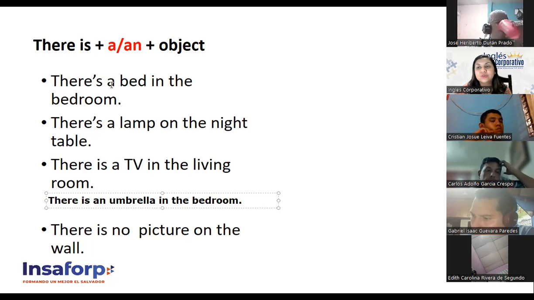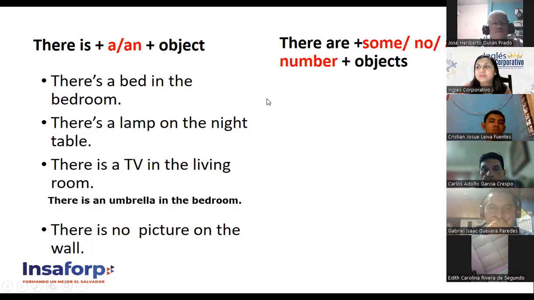If not, we use a. There's a bed in the bedroom. There's a lamp on the night table. There's a TV in the living room. There is no picture on the wall. Now, this is singular. How many beds? One bed. One bed, one lamp, one TV, one umbrella, one picture. One, singular. But we have the plural form, and the plural form is?